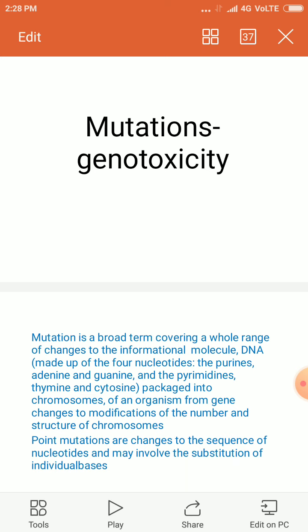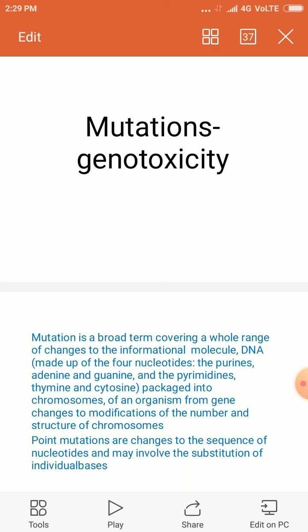So what do you mean by point mutations? A point mutation is nothing but a change in the sequence of the nucleotides, and it also involves the substitution of individual bases. So you are going to observe the particular sequence of nucleotides being altered, and individual bases being substituted, which you can come across in the DNA molecule, right?